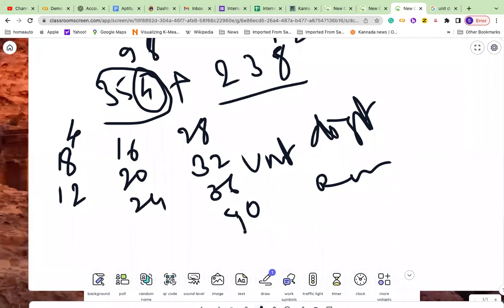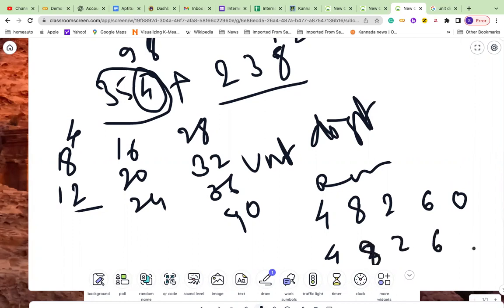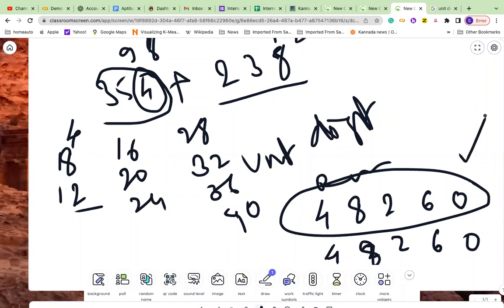Any pattern you are able to identify? There is a 4, there is an 8, there is 2, there is 6, there is 0. Then again 4, 8, 2, 6, 0. So what is the pattern? 1, 2, 3, 4, 5. After 5, it is repeating. Correct? Yes or no? Yes, sir.